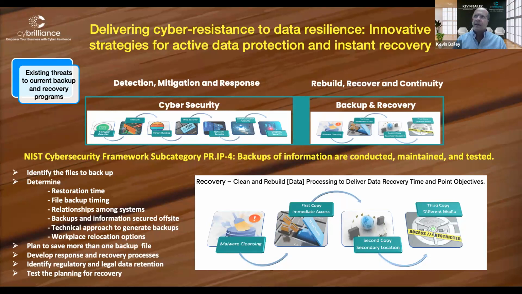If you look at the NIST framework subcategory, these are the things that NIST says that you must do to maintain your ability to recover. You've got to identify all the files to be backed up. You've got to determine restoration time. So how quickly can I get it back? At what point do I want to get that data back? I've also got to understand the relationships among systems. You cannot bring data back if some other systems are not in place. So you've got to understand what your policy is and what the priority is of bringing different systems back.